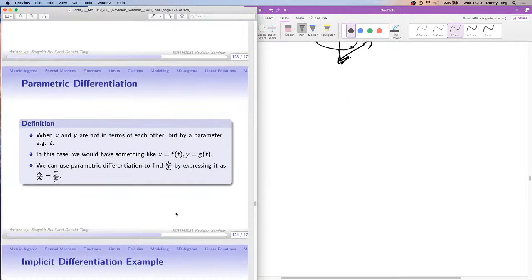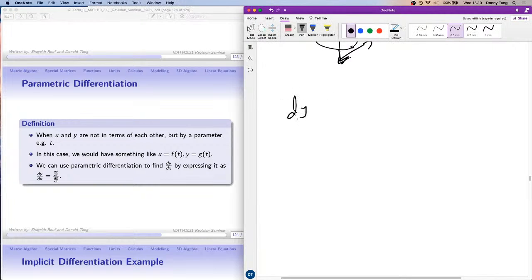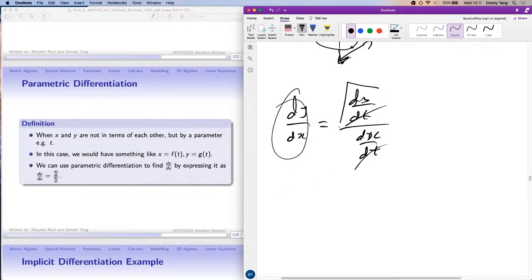All right, parametric differentiation. When x and y are not in terms of each other, but a parameter, e.g. t. So in this case, we would have something like x equals f(t), y equals g(t). We can use parametric differentiation to find dy on dx by expressing it as dy on dt times dt on dx. So basically what it's saying is, the dt's will cancel out and you'll just be left with dy on dx. And we can work these ones out, but it's going to be hard to do this in one go, right? So you want to create these two first.